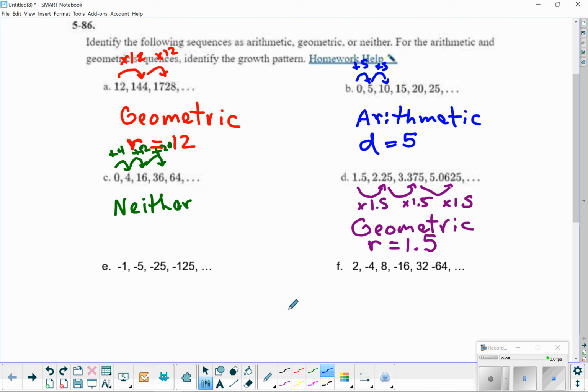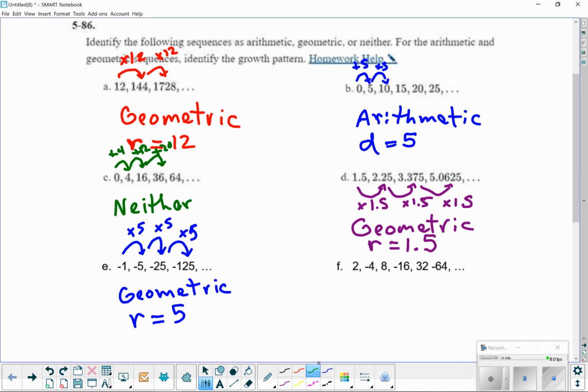All right, this one right here. So it looks like I'm multiplying it by 5. So if you haven't examined it, looks like I'm multiplying it by 5. So negative 1 times 5 is negative 5. Negative 5 times 5 is negative 25. And negative 25 times 5 is negative 125. So, yep, this one is also going to be geometric. And your multiplier, or your r, common ratio, is going to be just 5.